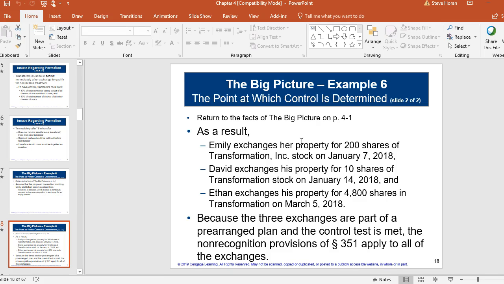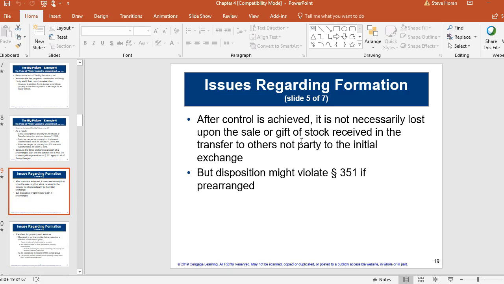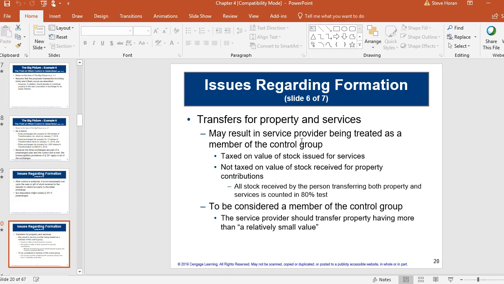Because the three exchanges are part of a prearranged plan and the control test is met, Section 351 applies. No tax has to be paid. After control is achieved, it's not necessarily lost upon the sale or gift of stock received and the transfer to others not party to the initial exchange, but disposition right might violate 351 if prearranged. So the transfers may result in service provider being treated as a member of the control group.